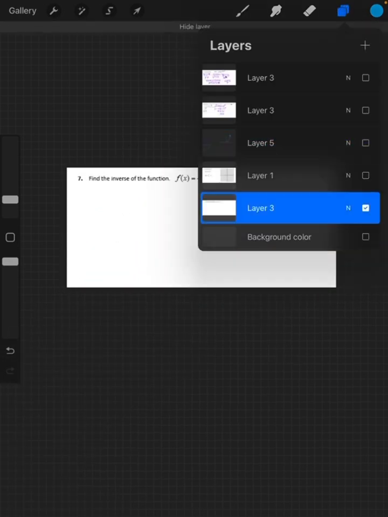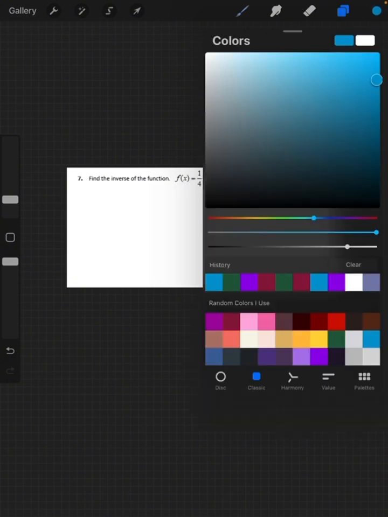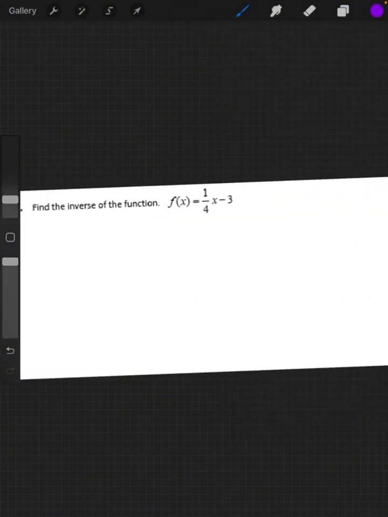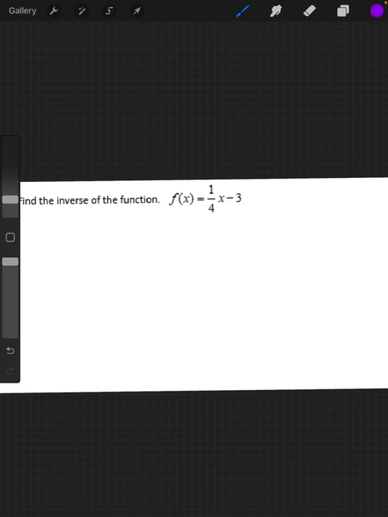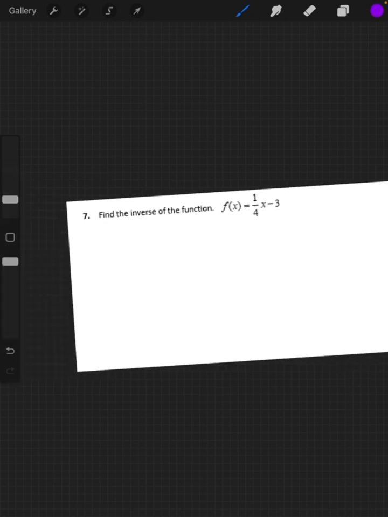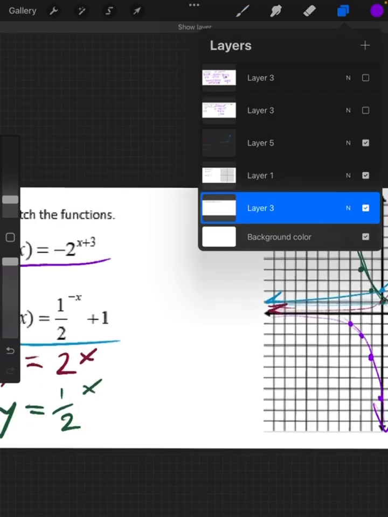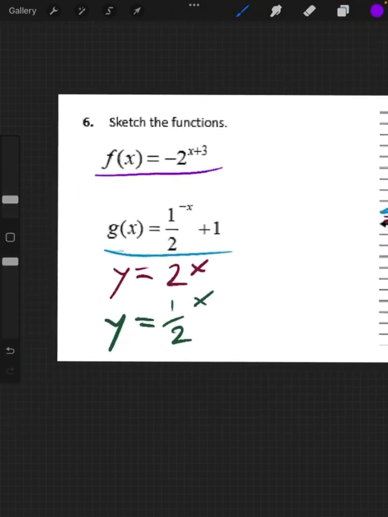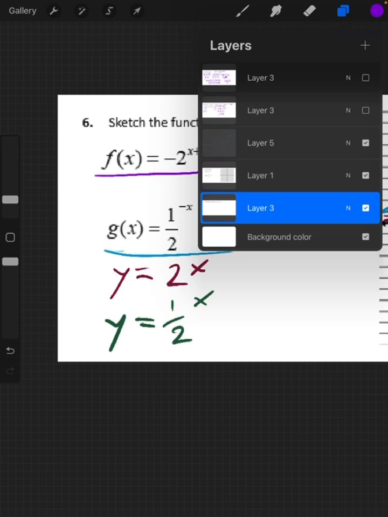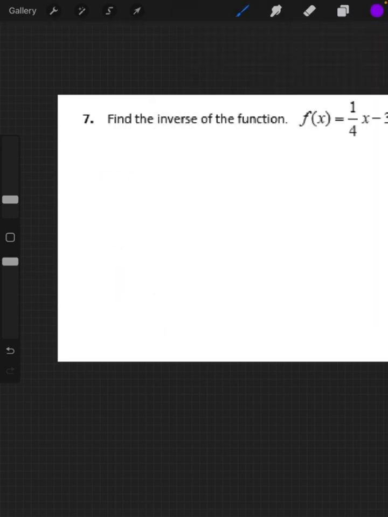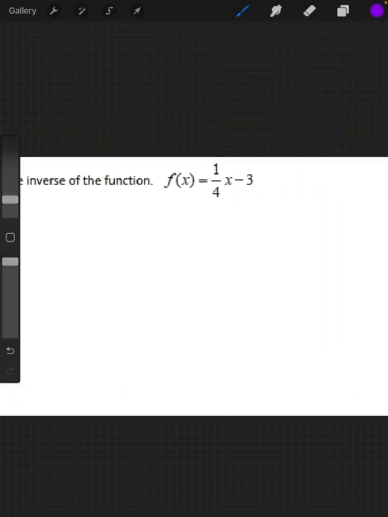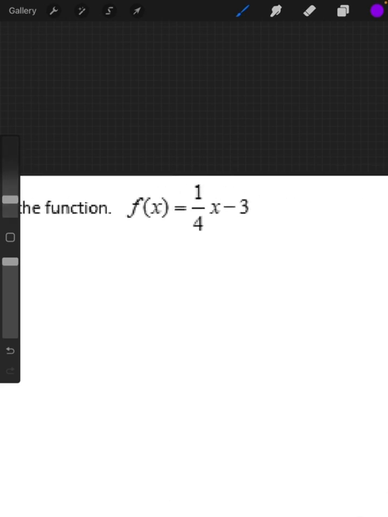Now we have one more. This video is going to be so long. Okay, so find the inverse of the function. The inverse, it's basically the opposite, okay? Like on the last one, we had 2 to the power of x and then 1/2 to the power of x. They're basically inverses, but not really. I'm saying dumb stuff. I'm going to lose my mind.